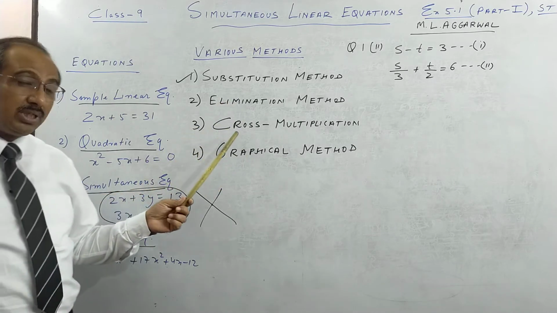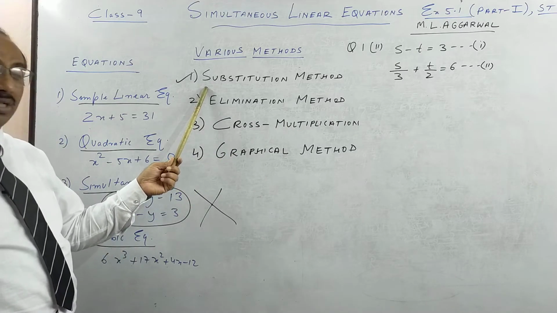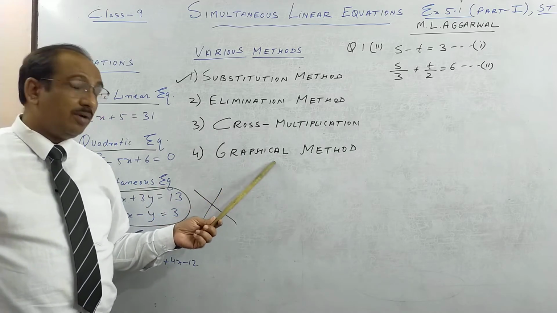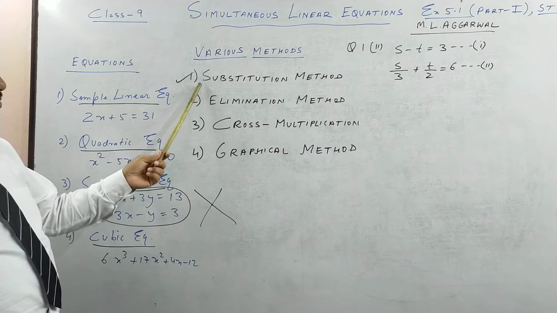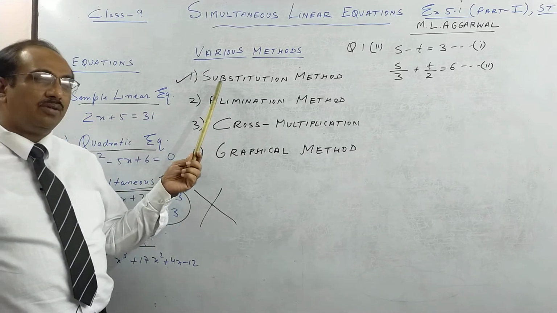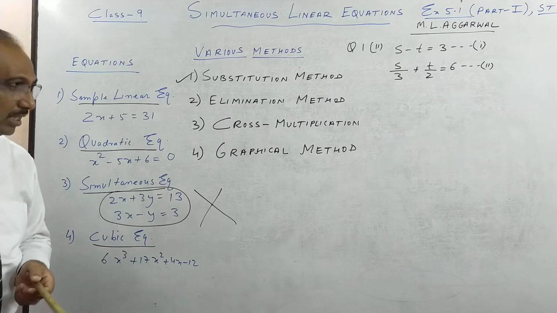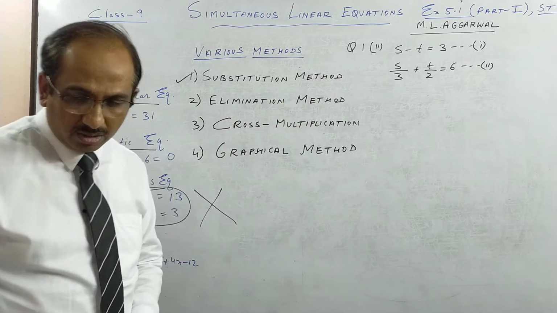If they tell you cross multiplication, you have to do it by cross multiplication. If it is substitution, you have to do it by substitution. If they say use graph paper, you have to use the graphical method. If nothing is mentioned, generally you can use any of 1, 2, 3. Generally we use 2, maybe 1 also. So with this basic idea, we start question 1 part 2.